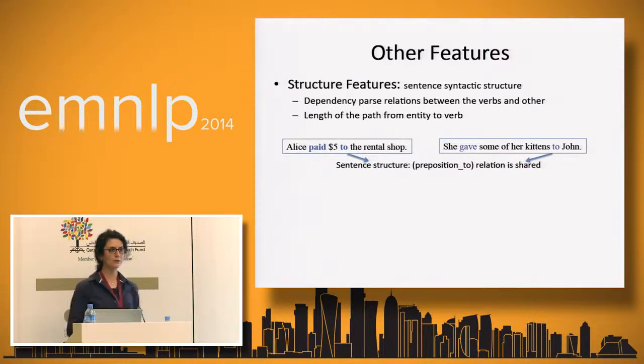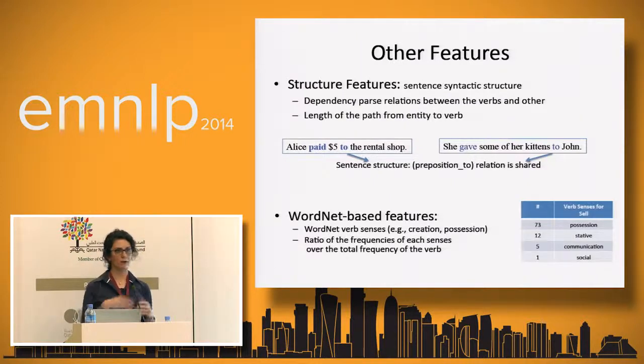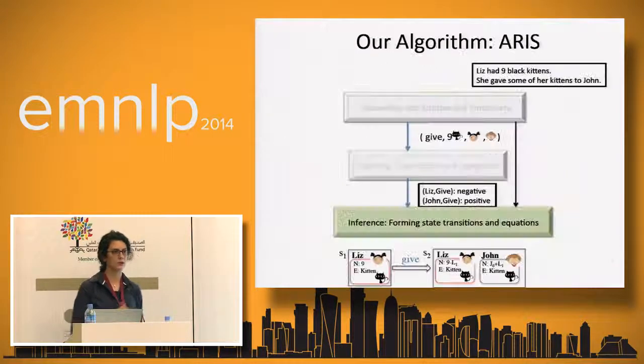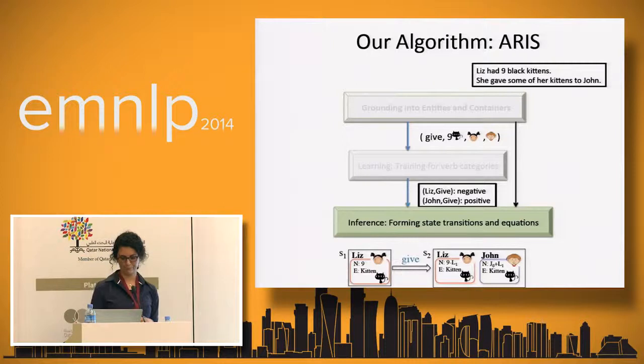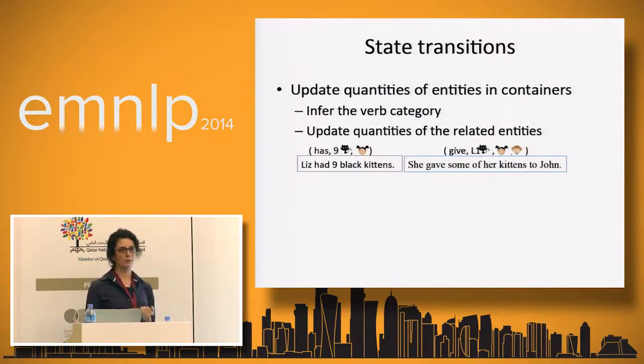To be able to model this, we use dependency parse relationships between the verb of a sentence and the other words. We also take advantage of WordNet verb senses. For example, WordNet has some senses like possession, creation, construction, and we have included those also in our feature vector. So now we have trained our classification task, and at the end of this, we would be able to predict verb categories at test time.